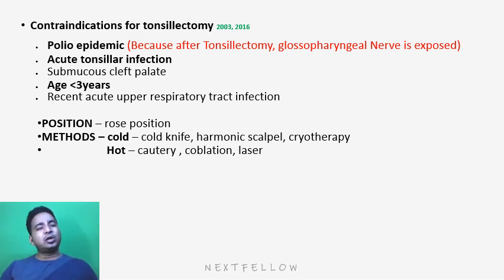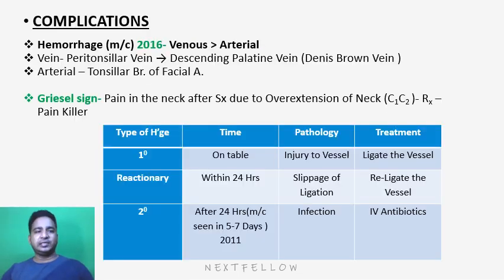And what are the methods of tonsillectomy? Cold methods are like the knife, where we gradually dissect it, or we can use the harmonic scalpel or cryotherapy. Hot methods are like cautery, laser or coblation. Coblator is there. Lots of facilities are nowadays available in hospitals, so new advances are there. We can do tonsillectomy by means of coblator or laser.